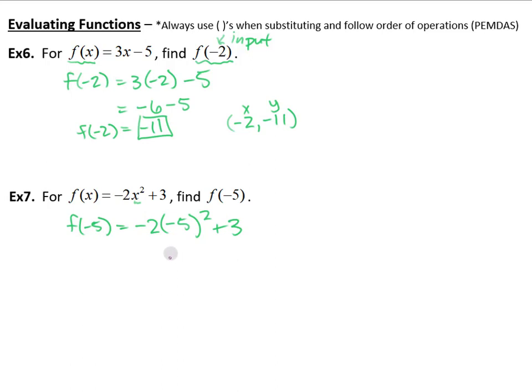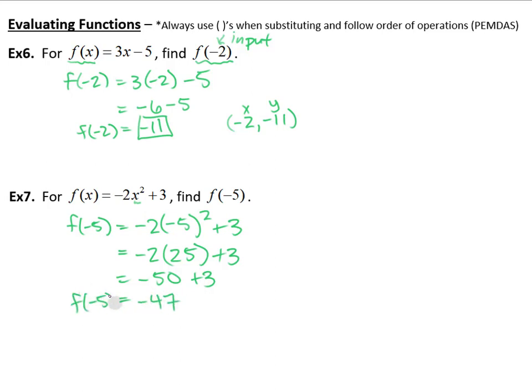So now order of operations is a little more difficult. I can't simplify inside parentheses, but we have an exponent we need to evaluate first. Negative 5 times negative 5, times itself twice. Positive 25. Okay, multiplying is our next one before we add. Negative 2 times 25 is negative 50. And then finally we can add or subtract here. Negative 50 and positive 3 gives us negative 47.